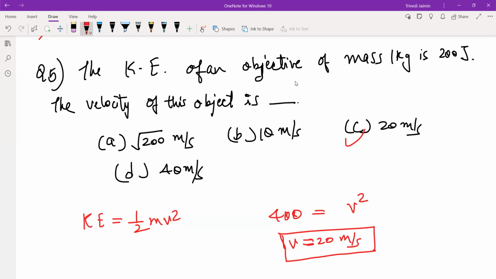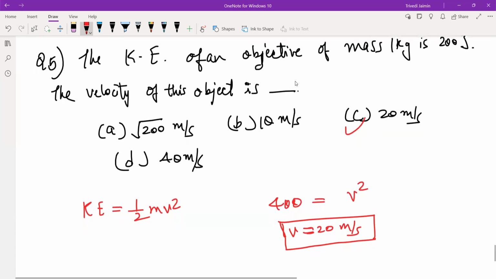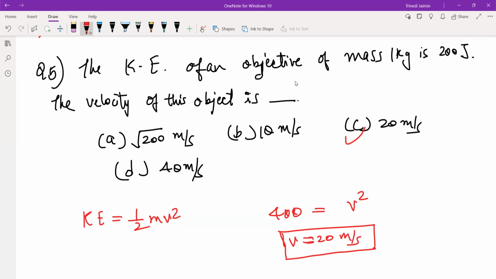Okay, do you know the conversion of meter per second to kilometer per hour? Yes, sir. Into 18 by 5, yeah.